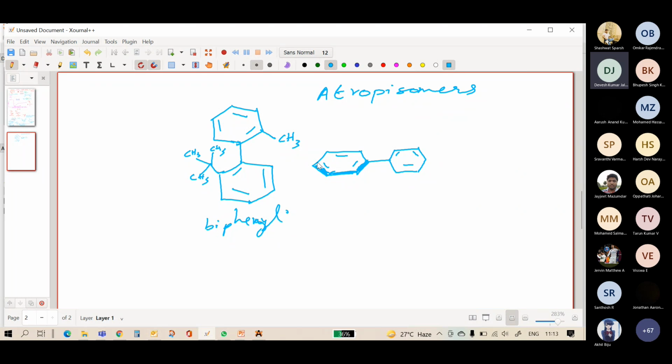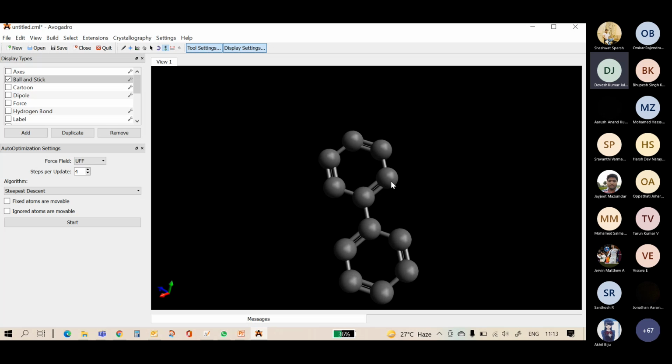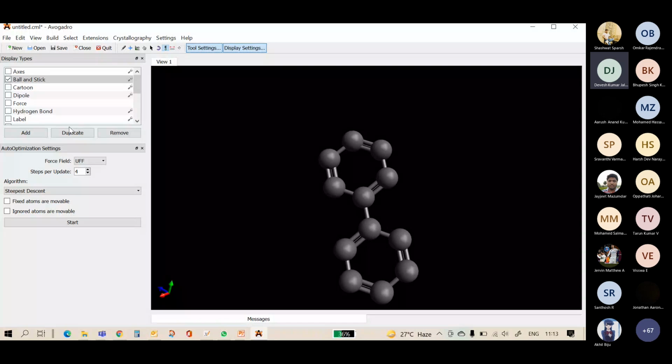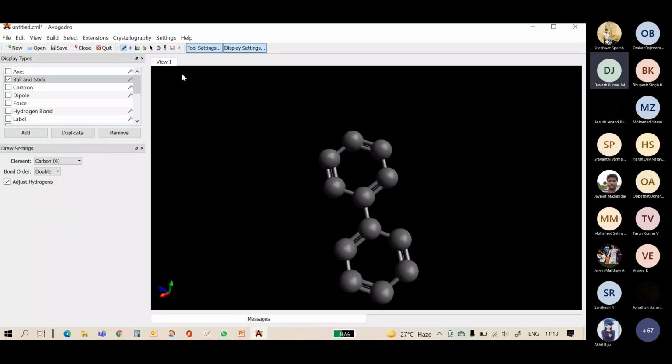Okay, so what will happen? There will be a permanently twisted form. So they both will not be planar, but they will be twisted with respect to each other. It's called a dihedral angle. So let's try to do that now. I'm going to introduce a methyl group here, and I'm going to introduce a tertiary butyl group here. So let's see how it works.